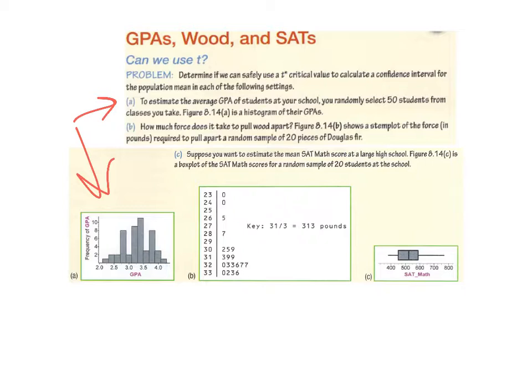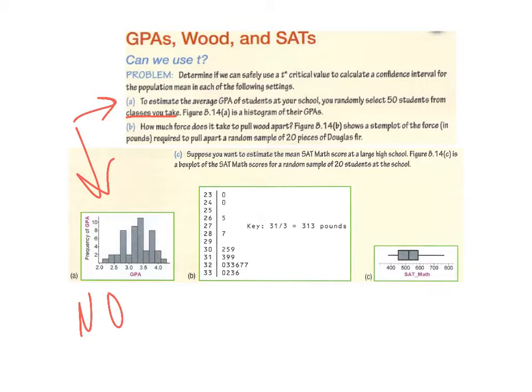You randomly select 50 students from the classes that you take. The first graph there is a histogram of their GPAs. So when we check our conditions to see whether we can use our t-distribution, for this one, we would say that no, we could not, because it does not fit that condition of being random. The 50 students were selected from the classes that you take, not from the entire school, so it would not fit the random condition.